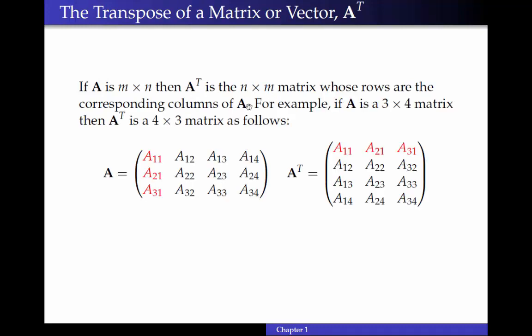Let's see an example. Here I have a matrix A that's 3 by 4. Well, A transpose is a matrix that's 4 by 3, where the corresponding rows are the columns of A. Similarly, I could say that the columns of A transpose are the corresponding rows of A. So all we do is switch the rows and columns.